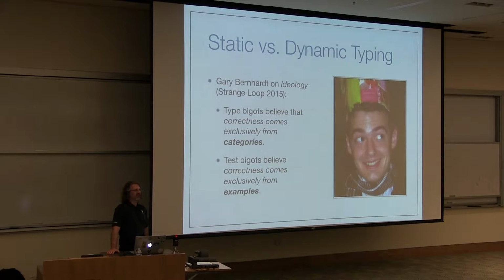Interestingly, last year I was at Strange Loop, and Gary Bernhardt did a talk there called Ideology, where he was breaking down the underlying belief systems of people who fall on either extreme of this issue. He made the case that you have type bigots, people who are maybe hardcore Haskell programmers, and maybe a lot of people here in the audience go to the Agda talks and whatnot. They have this belief that my type system tells me everything I need to know, and if it compiles, ship it. It's got to be correct, right?